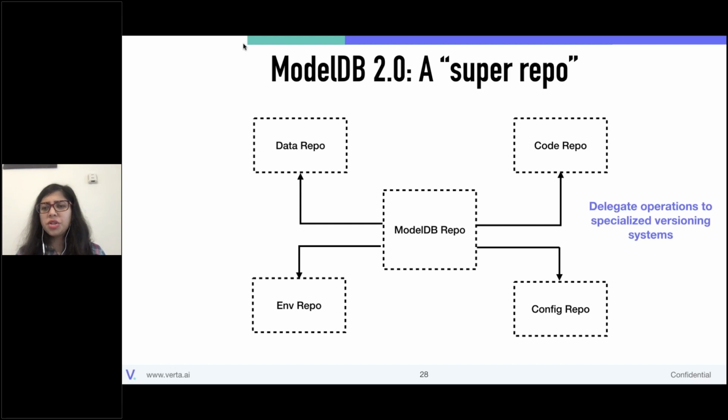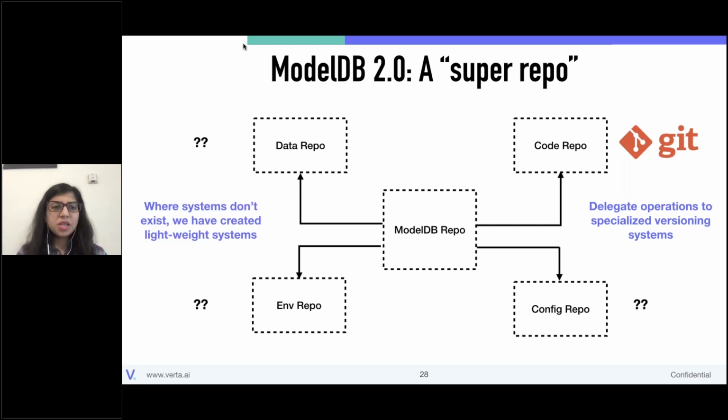And what we've chosen to do is all the operations that are specific to data or code or environment get delegated to the repositories that actually handle these types of abstractions the best. So what that means is for code, we use Git. We're not going to reinvent that. For data, we still don't have a good way to version data. If your company has a good feature store, maybe that's what you want to plug into. Maybe you have a homegrown system.